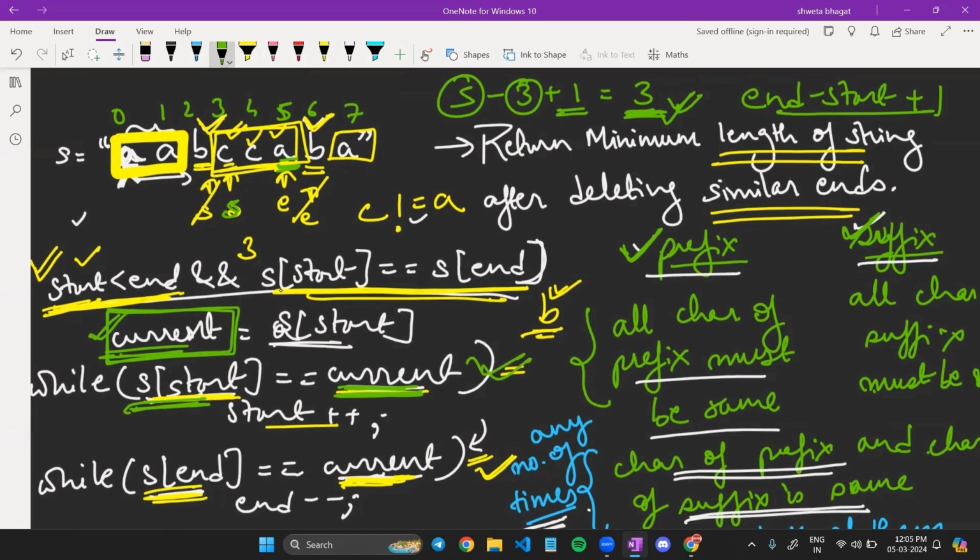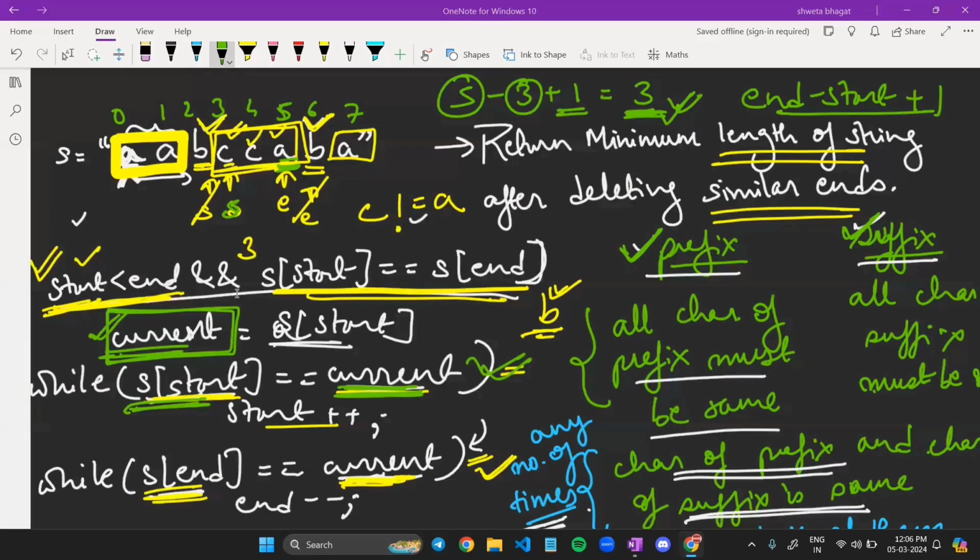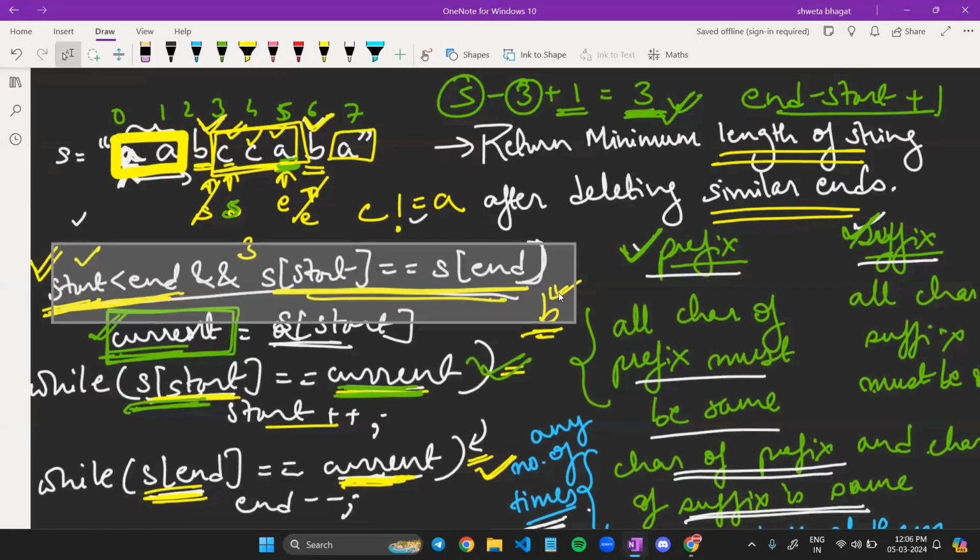So now let's quickly code this. We will start by taking two variables, start and end. Start would be initially 0 and end would be s dot size minus 1, because we are using start to keep track of the prefix and we are using end to keep track of the suffix, correct? And after that, what we were doing is, until start is less than end and the value of start is equal to the value of end.